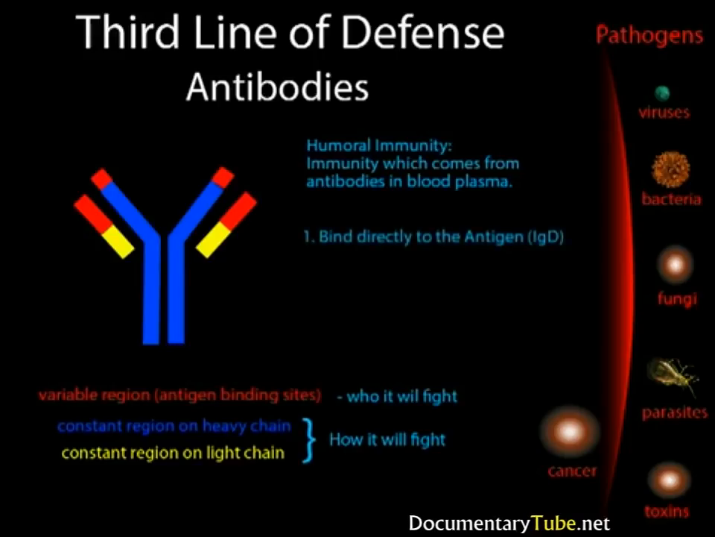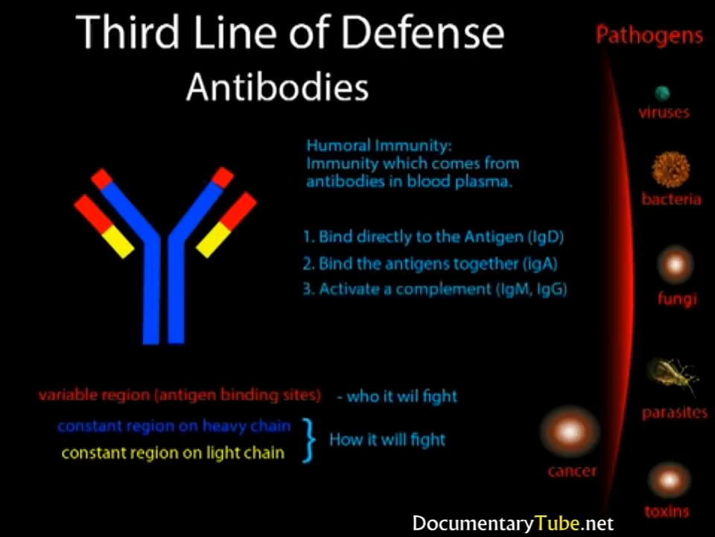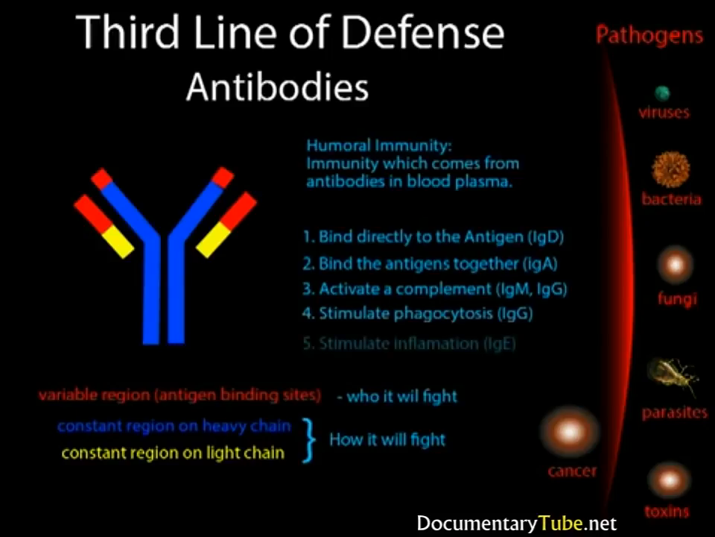1. They could bind directly to the antigen. This would be the job of immunoglobulin D. They can bind the antigens together, and that would be immunoglobulin A. They can activate complement. That'd be the job of immunoglobulin M, but scientists have found that immunoglobulin G can do this as well. They can stimulate phagocytosis. This would be immunoglobulin G's job. And they could stimulate inflammation, and that would be immunoglobulin E.